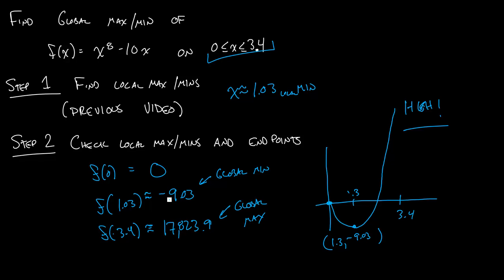So again, big idea. Find your local max and mins, which can take a while, but then check those points and your endpoints. Now, occasionally there may be a problem without endpoints. I don't believe there are any in the web work, but if you have one without endpoints, you're probably best served by graphing the problem and seeing what happens.